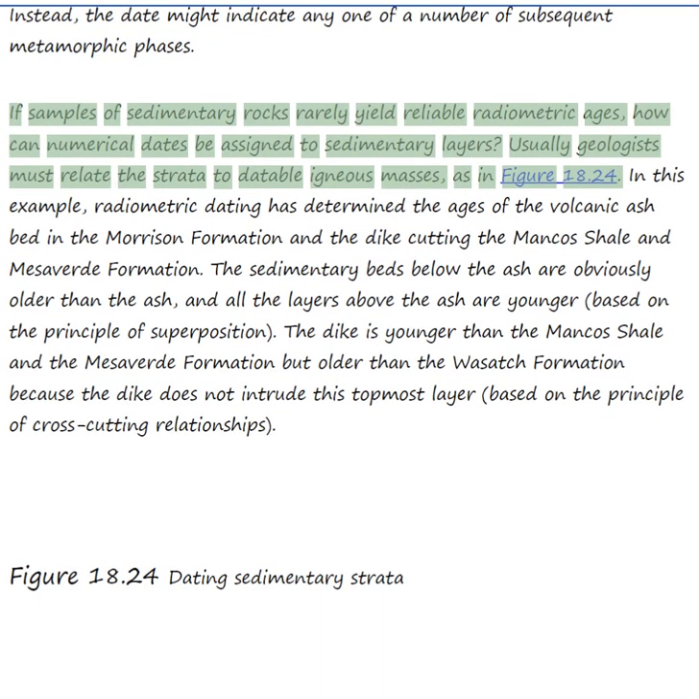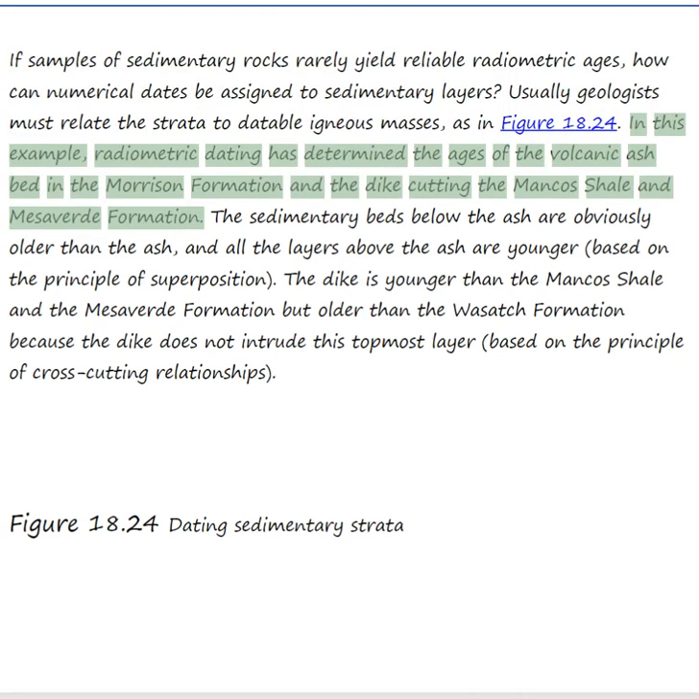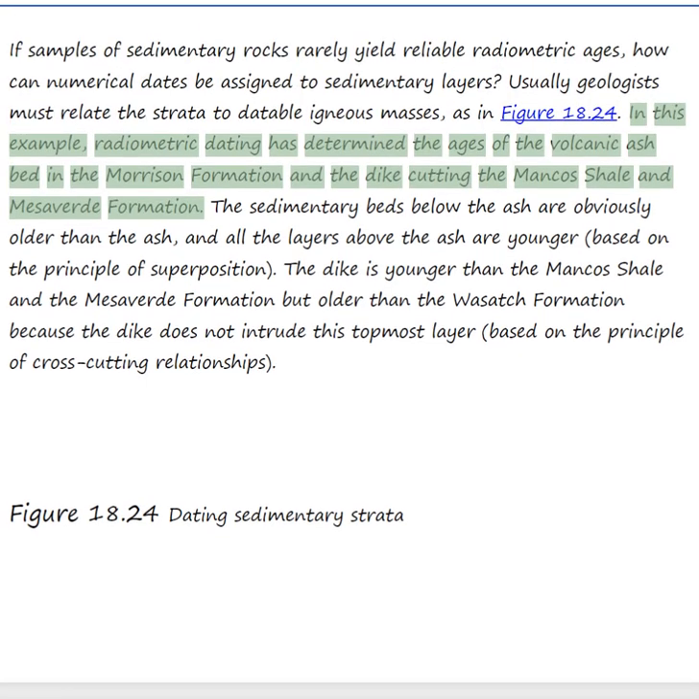If samples of sedimentary rocks rarely yield reliable radiometric ages, how can numerical dates be assigned to sedimentary layers? Usually geologists must relate the strata to datable igneous masses, as in Figure 18.24. In this example, radiometric dating has determined the ages of the volcanic ash bed in the Morrison Formation and the dike cutting the Mancos Shale and Mesa Verde Formation.